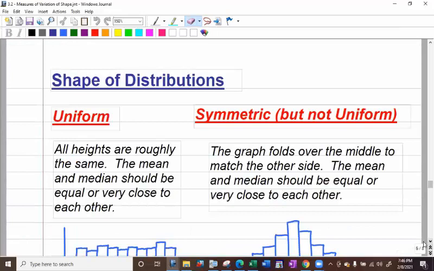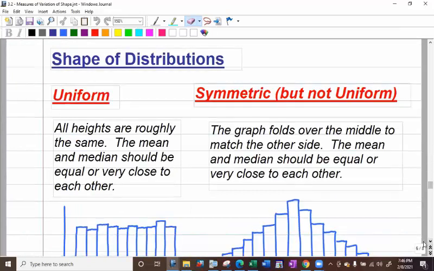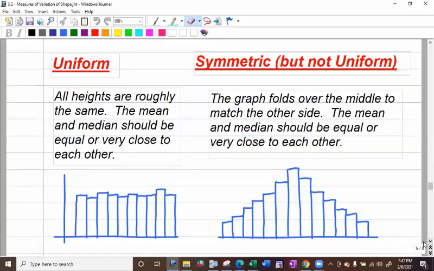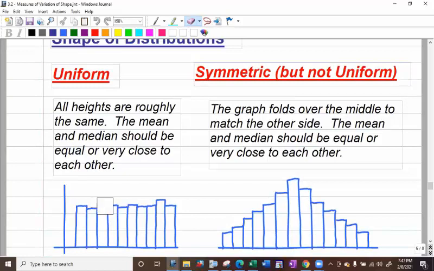Shapes of distributions. We have what's called uniform. Perfectly uniform means the heights are all exactly the same, but we roughly define them as uniform if they're close to being the same height, so it's not precisely uniform, and the mean and median should be very, very close to each other. In a precise uniform distribution, they would be exactly equal. Visually, we could safely define this as uniform because the frequencies are all about the same for each of these.